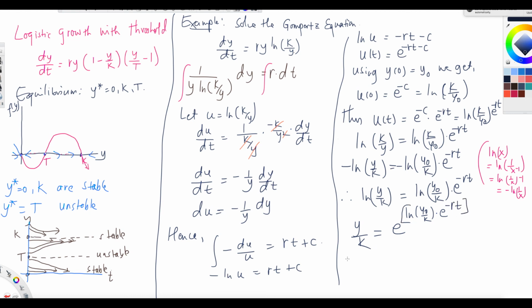That's what you get. And then therefore y of t equals to k times e to the natural log of y0 over k, and then times in the exponent, okay, e to the negative RT. So this is inside the bracket. So this is the final solution for the Gompertz equation, okay.